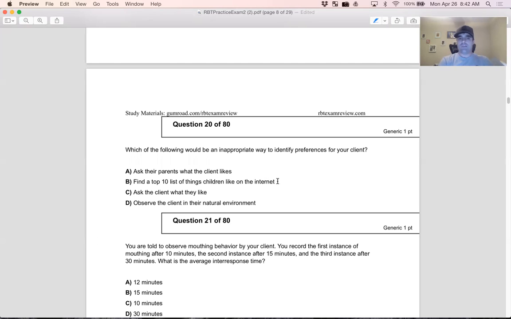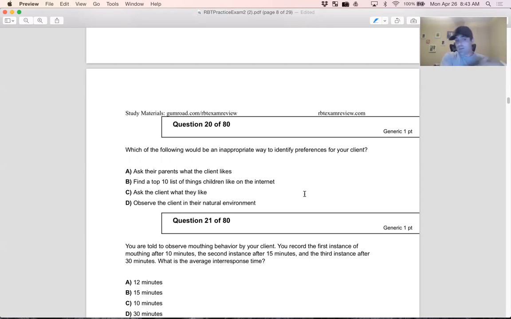What about B? Find a top 10 list of things children like on the internet. So what's the problem with B? That top 10 list is generalizing across all kids. They're saying the top 10 hottest items that children want are these. Does that necessarily mean our client has any interest in any of those items? No. Everything we do should be client specific. It should be on a client by client basis. Picking a top 10 list and then just saying, well, my client's going to like 3 of these, is just incorrect.